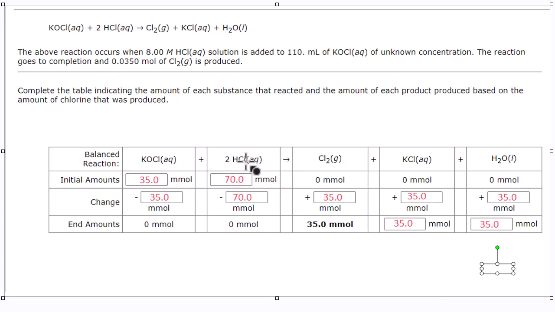In this case, we also know the concentration of the acid, so you'll be able to find the volume of acid that actually reacted and ultimately find the concentration of the potassium hypochlorite. Well, we'll save that for later.